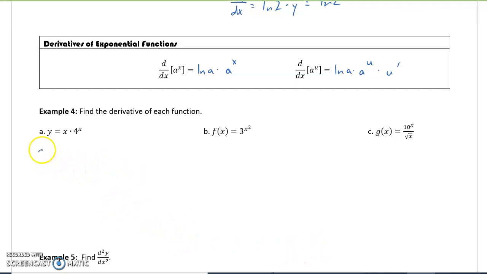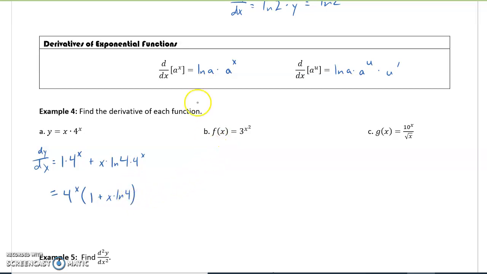Product rule again, so dy dx, u prime v is going to be 1 times 4 to the x plus uv prime. So u is x, v prime is going to be the natural log of 4 times 4 to the x. So that's an okay final answer, but as we are used to seeing, the exponential expression shows up everywhere, whether it's the original or the derivative. So factor that part out to make it a little cleaner answer, and we get 1 plus x times the natural log of 4.